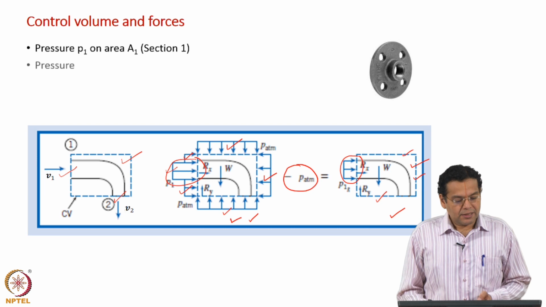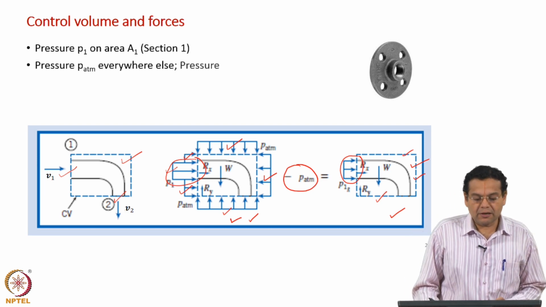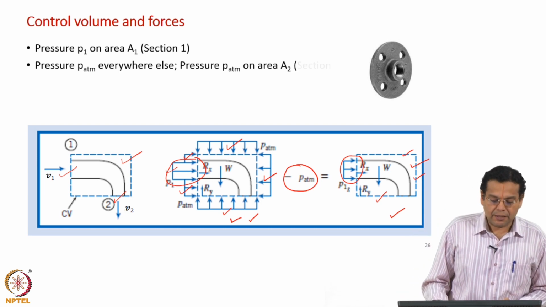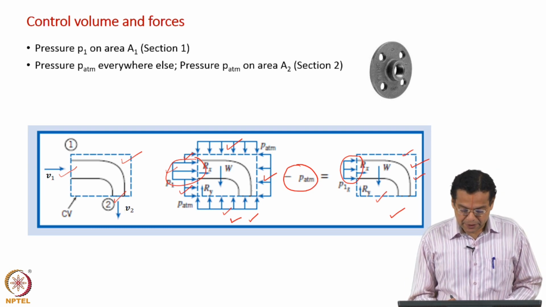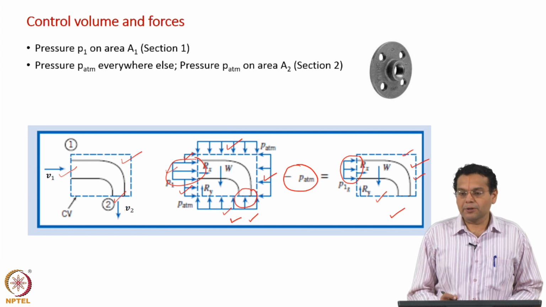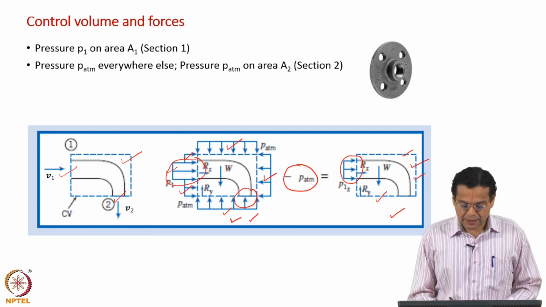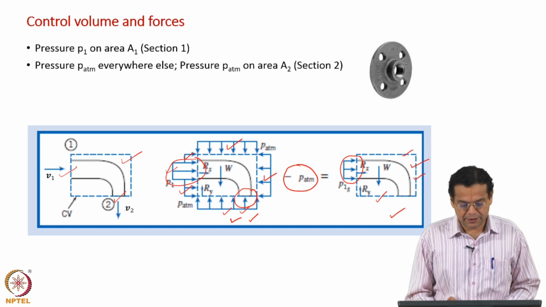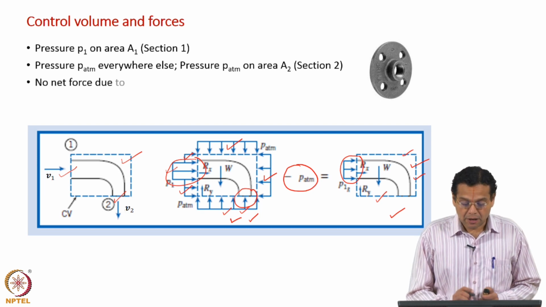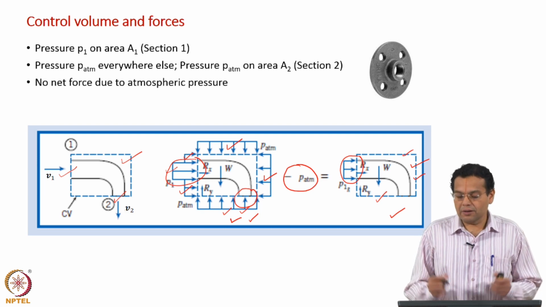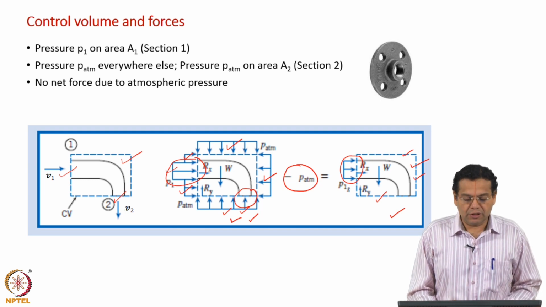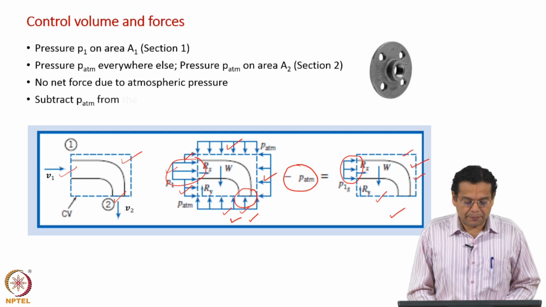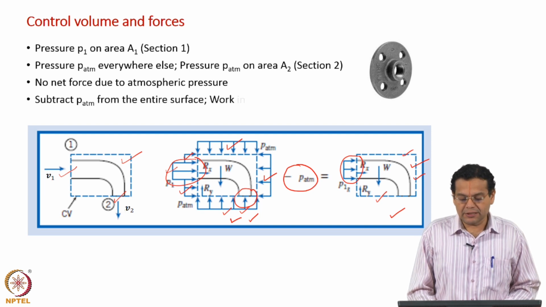Let us summarize this. So, pressure P1 on area A1 and atmospheric pressure everywhere else, and it is given that here also the pressure is atmospheric. Suppose if it is leaving at a different pressure, then here also the arrow marks will be of different magnitude. And remember, all the pressures are shown as compressive, all acting on the control surface. No net force due to atmospheric pressure. So, we subtract P atmospheric from the entire surface and work in gauge pressures.